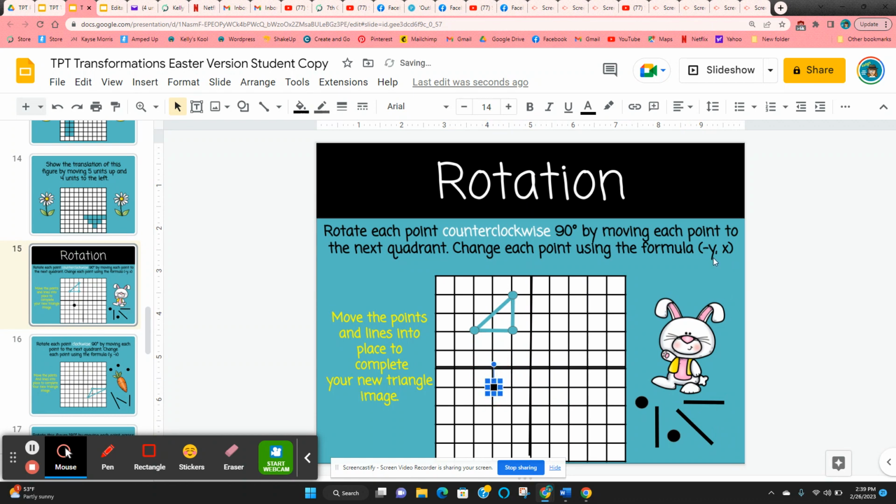I just changed my y coordinate. It's going first, and it's going to be negative, and then your x coordinate would be second. So instead of negative 1, 2, it's going to be negative 2, negative 1. And they're going to use that formula for all 3 points. So this one, negative 1, 4, is now going to be negative 4, negative 1. And then negative 3, 2 will be negative 2, negative 3.